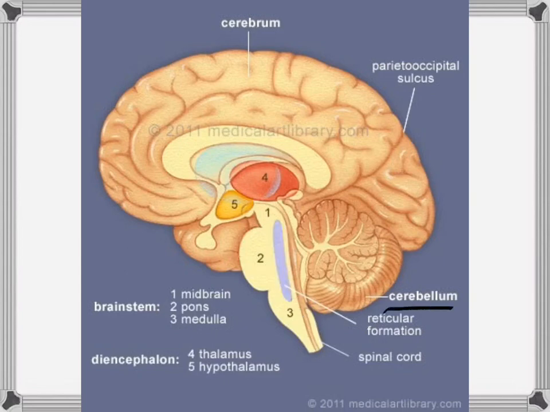Lastly, I'm going to talk about the cerebellum. The cerebellum is located beneath the occipital lobe. It functions to integrate information about the position of body parts, coordinates skeletal muscle activity, and maintains posture.